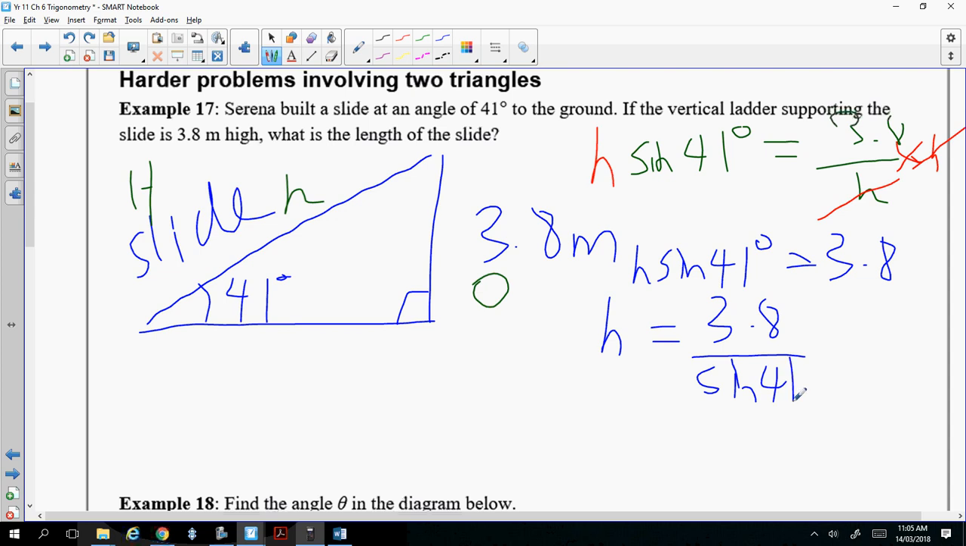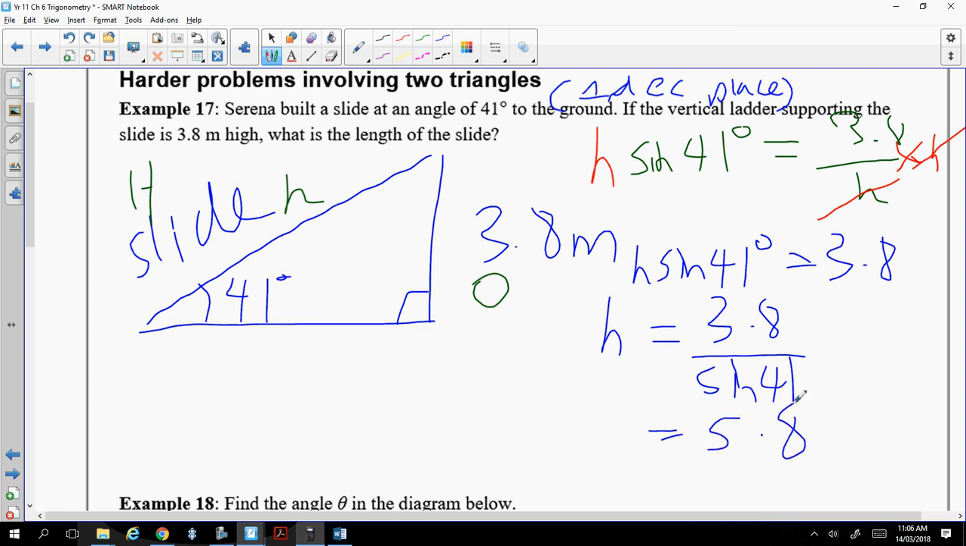Okay, do that. Use your calculator, nearest one decimal place. So 3.8 divided by sine 41 is equal to approximately 5.8 meters. Not too difficult, you just have to draw the diagram. The next one, the diagram's given, but the question's a little bit harder. Have a think.